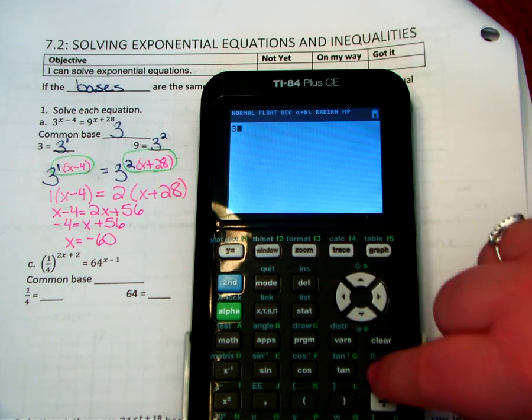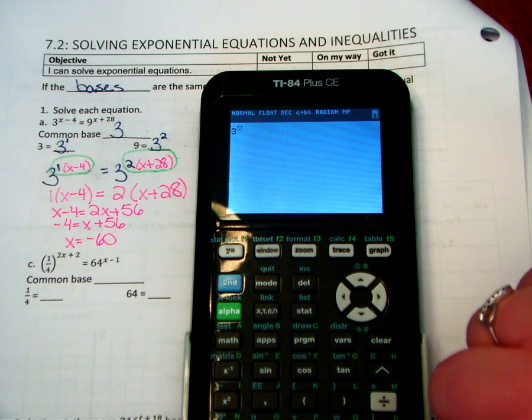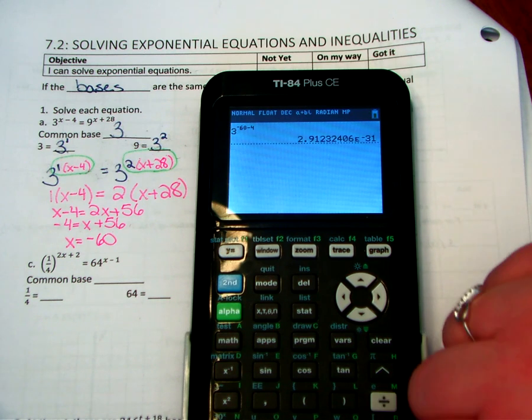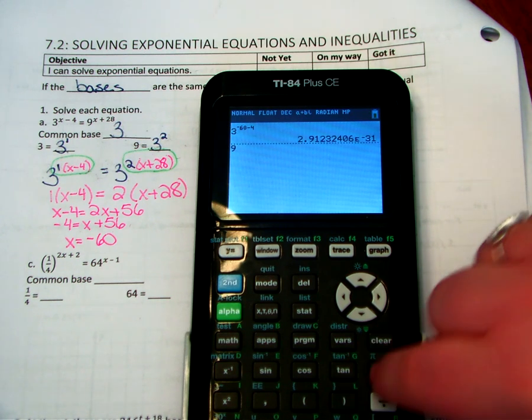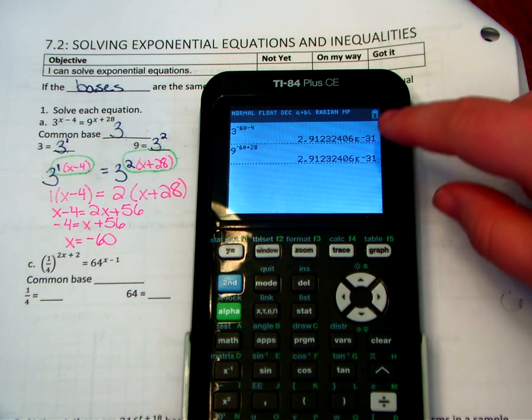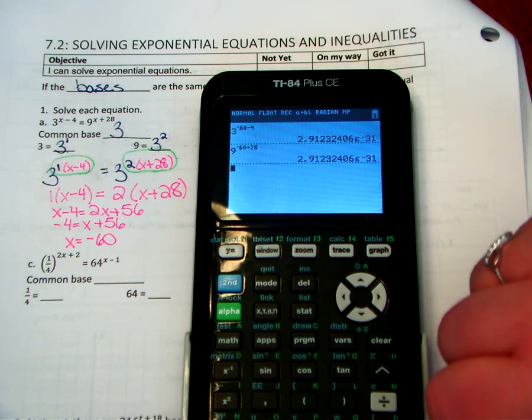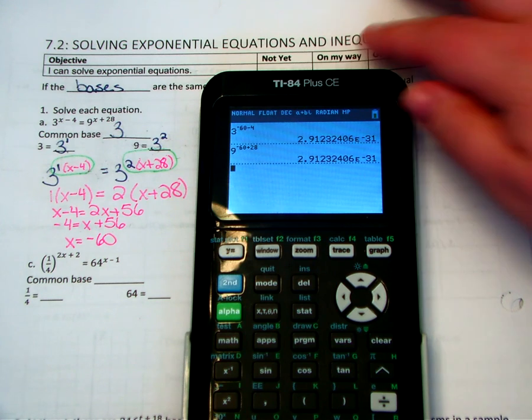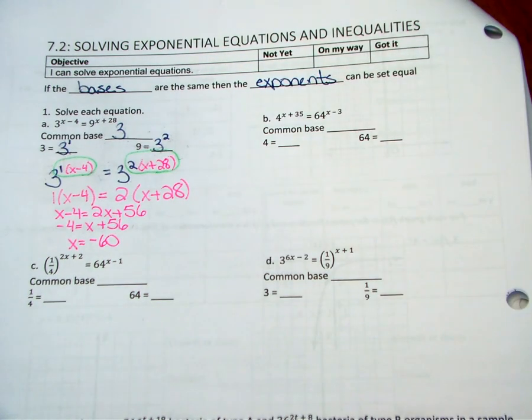So we have 3 raised to the power of x, which is negative 60, minus 4. And then 9 raised to the power of x, which is negative 60, plus 28. And we get the same number on both sides. That means that we did this problem correctly. Take a look at the next problem.